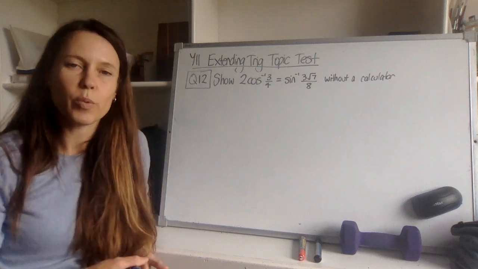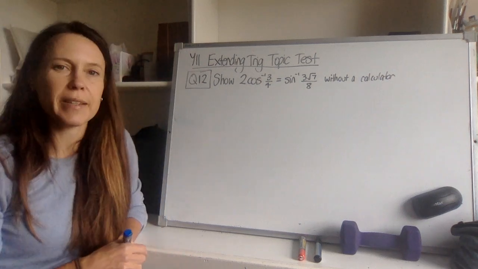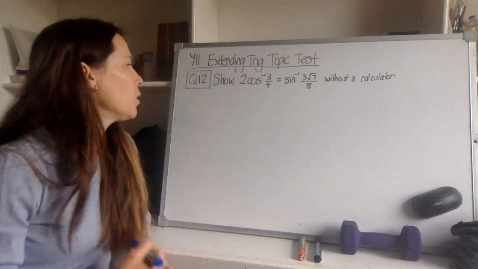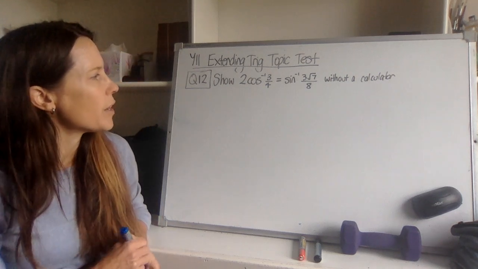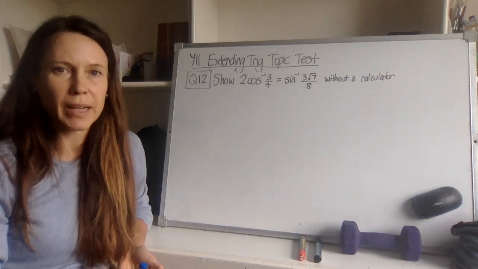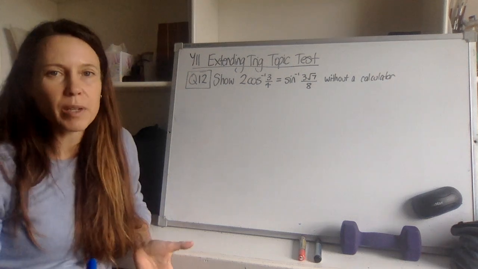Let's have a look at question 12, also from the extending trig topic test, because a lot of people struggled with this one. We need to show that 2 lots of the inverse cos of 3/4 equals the inverse sine of 3 root 7 on 8 without using a calculator. Now, have a look at the big picture before you start.